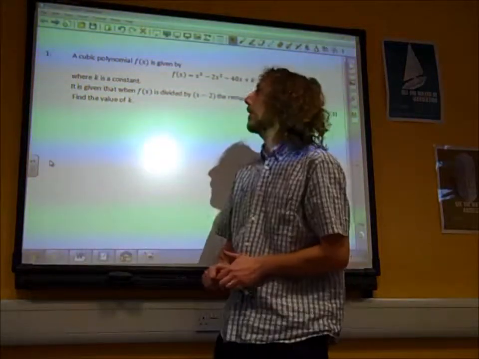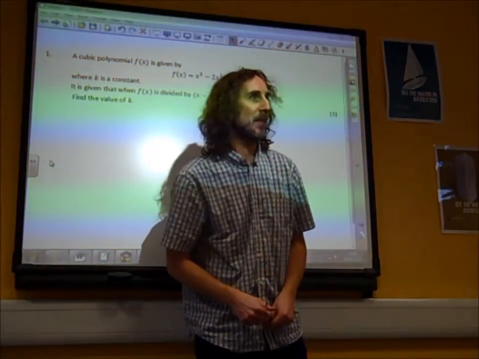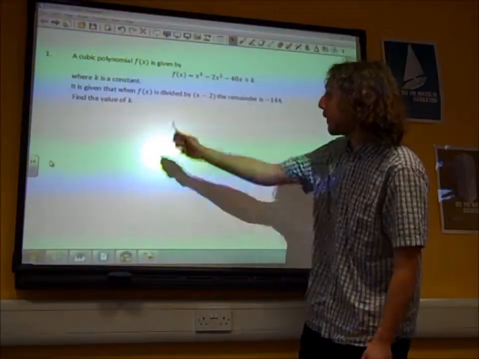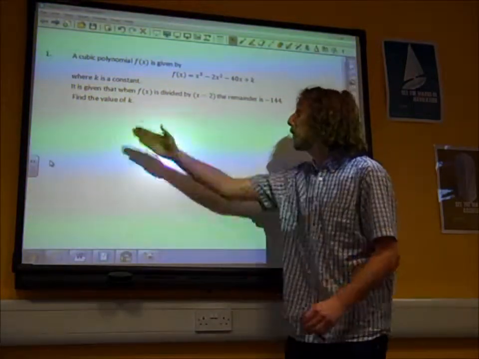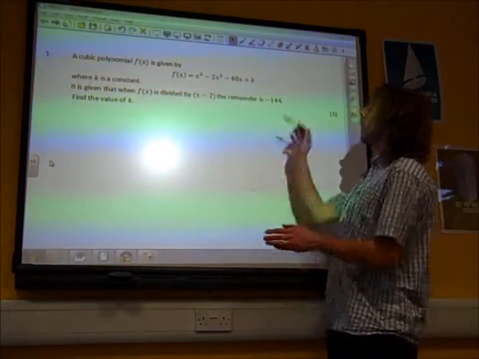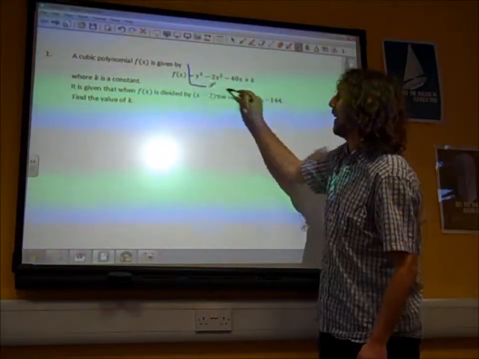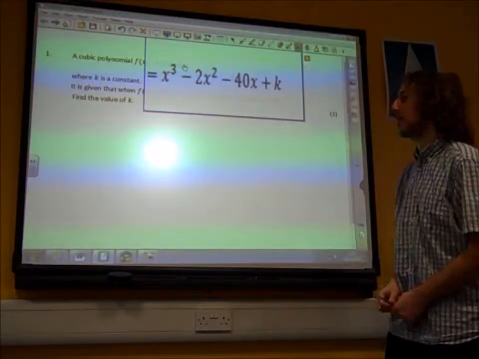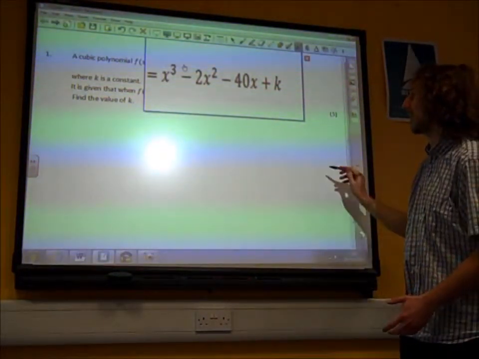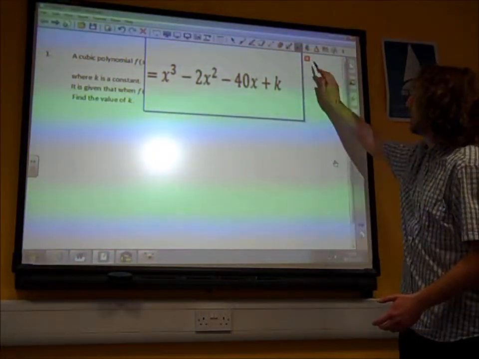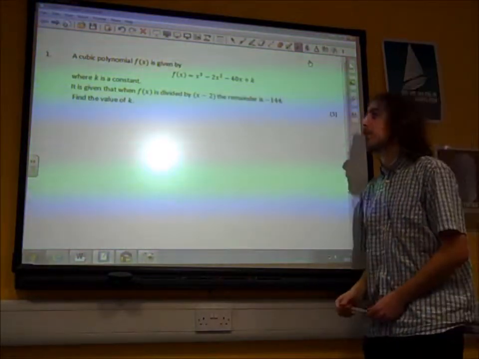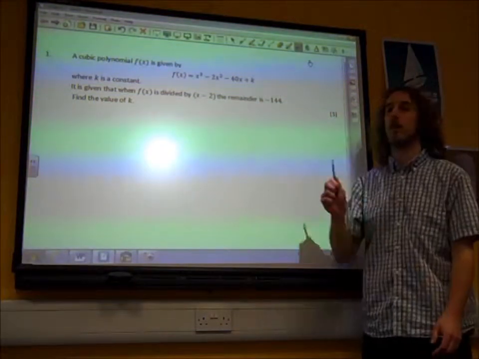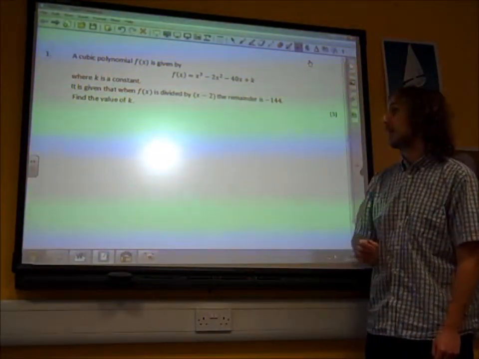Okay, so the homework this week started with a factor theorem, remainder theorem type question, and went on to some logarithms. So here we go. A cubic polynomial is given by f(x) = x cubed minus 2x squared minus 40x plus k, where k is a constant. It is given that when f(x) is divided by x minus 2, the remainder is minus 144. Find the value of k.